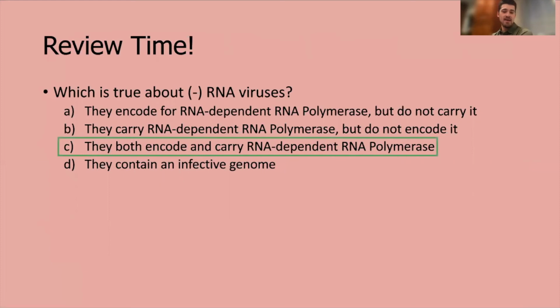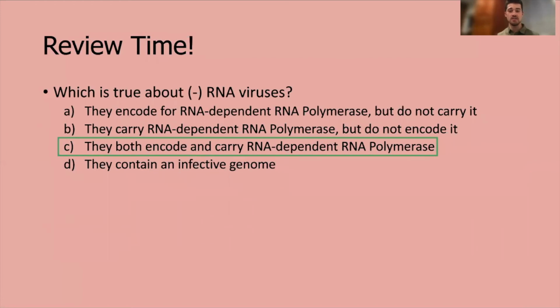So A, they encode for RNA-dependent polymerase but do not carry it. As I just explained, that would not work, because if they don't carry RNA-dependent RNA polymerase, they would have no way to start the process. There's no possible way to start copying their genome, so they wouldn't be able to replicate.